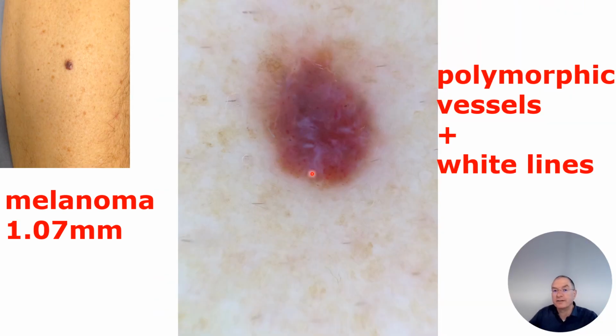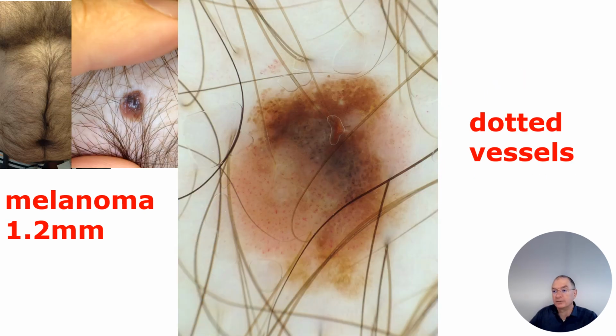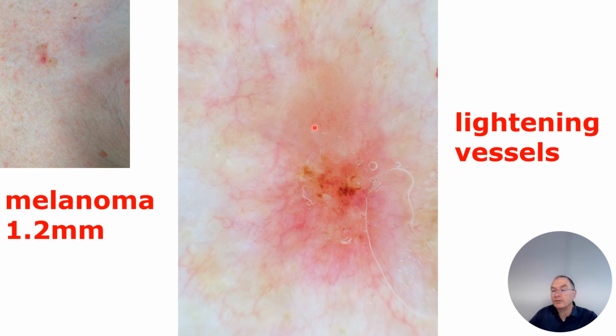Polymorphia, white lines, nodular, cut it out, 1.2 millimeters, just hidden here from the hairs of the belly. Eccentric dotted vessels, eccentric hyperpigmentations, globular, cut it out, 1.2, also 1.2, very tricky, a little bit of crust. What is it? Older patient, here at the trunk, and I call these lightening vessels, very faint. It was a melanoma of 1.2 millimeters. This is a challenge. This is the issue: to detect it.